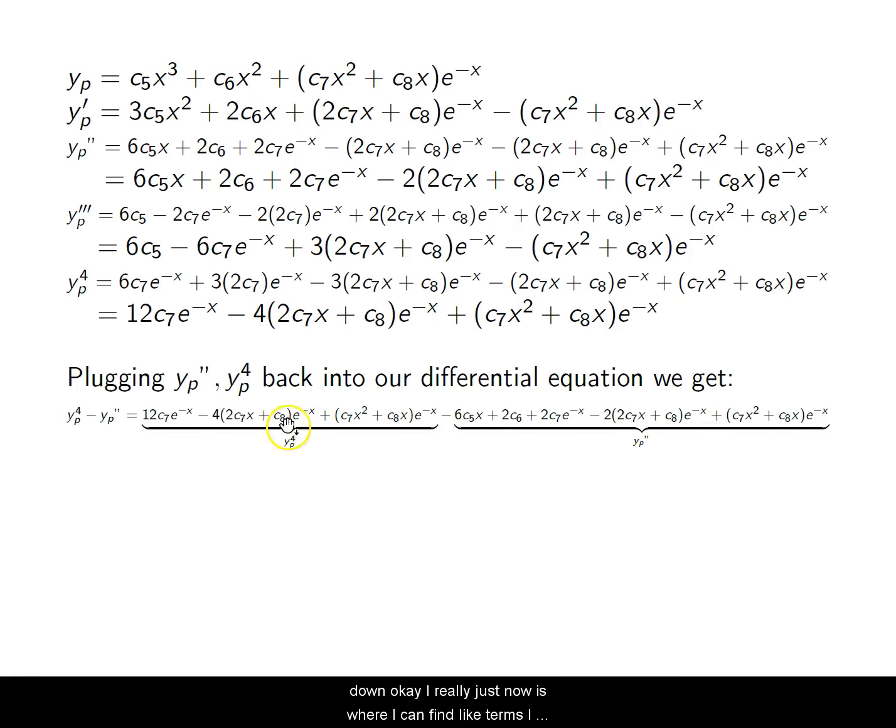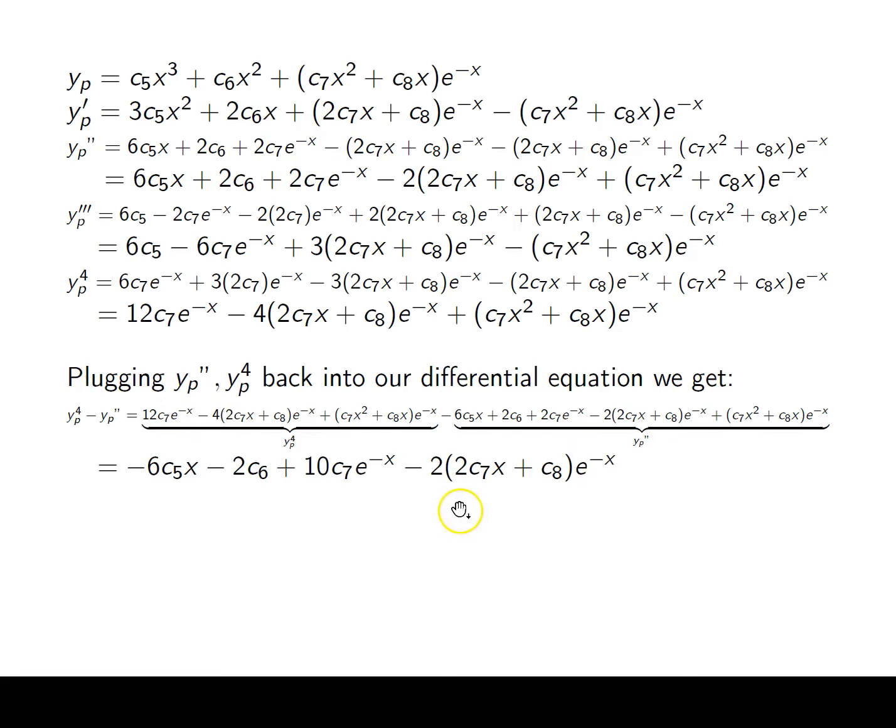Okay, I really just, now is where I combine like terms. I try to get things to just simplify to one single thing. Okay, and so I will distribute and add and all those good things, right? Remember that I'm subtracting this whole thing, right? So it might be nice for you to say minus and then put your y_p in parentheses, but if you notice, I didn't, but when I did the math, I kept it into consideration. Okay, so I'm subtracting all of these things.